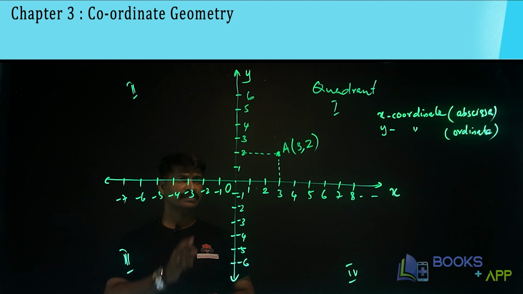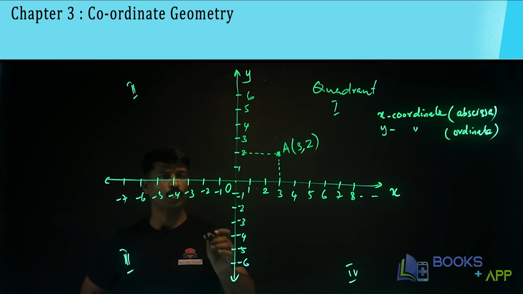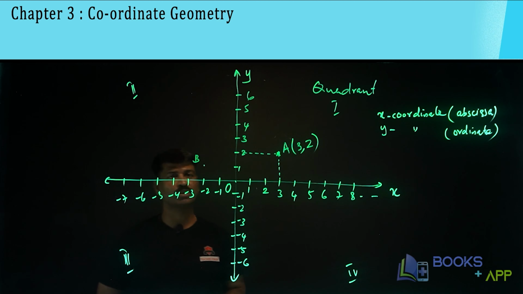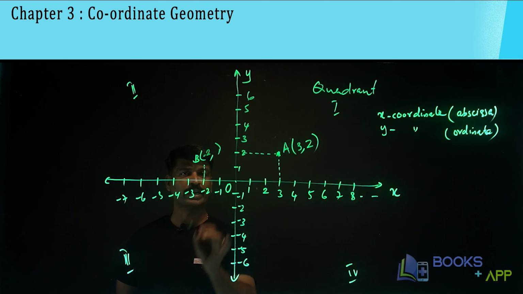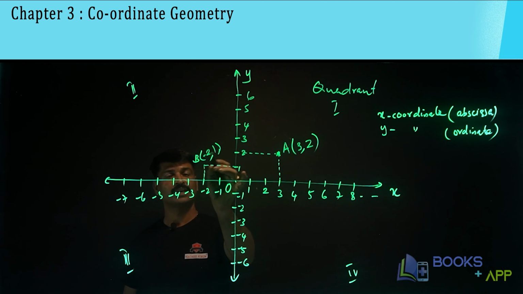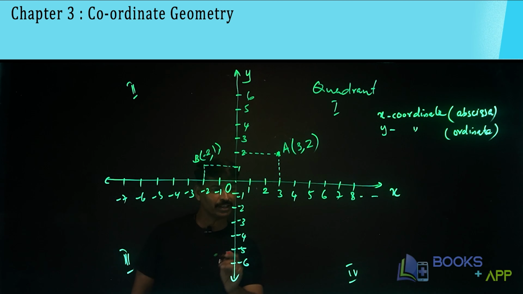Now after some time, if this fly or this bee moves to a point B, can you tell me the position of this fly at the point B? What you have to do? First you should write the x-coordinate, then the y-coordinate. To find the x-coordinate, draw a line perpendicular to the x-axis, that is -2. To find the y-coordinate, draw a line perpendicular to the y-axis, that is at 1. So the position of the fly or the bee at the point B is (-2, 1).